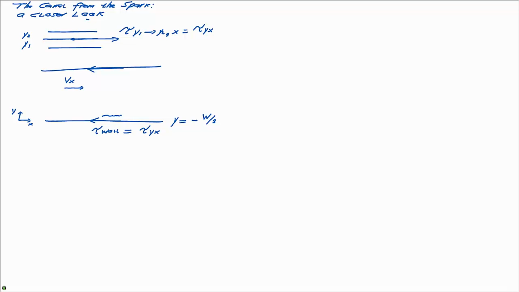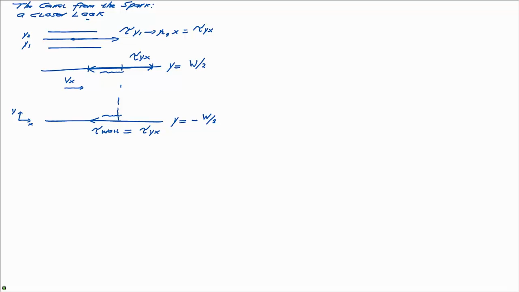However, at the top, at y is w over 2, the wall has a bigger y coordinate than the fluid below. So the shear stress of the wall on the liquid is exactly opposing the shear stress tau yx at y is w over 2. The magnitude, however, is exactly equal, according to the third law of Newton. Now, the consequence we will come back to in a later question.